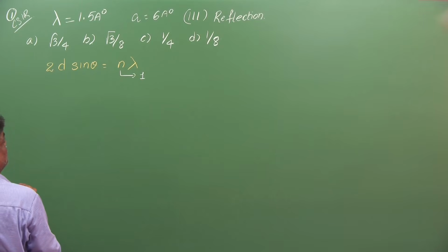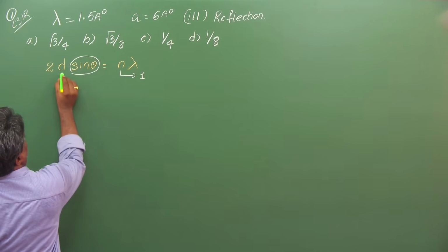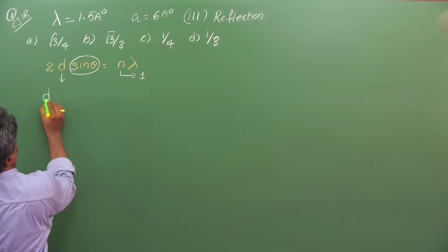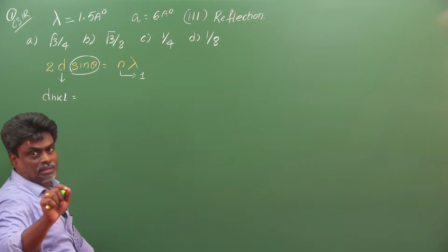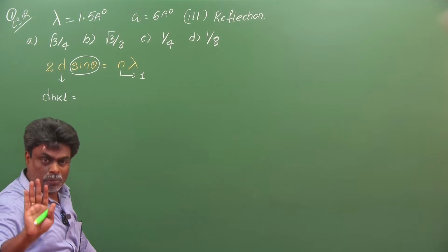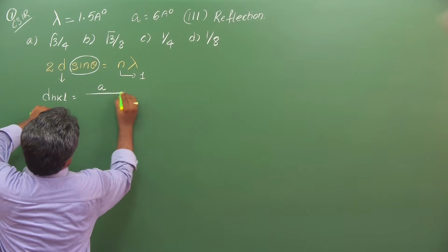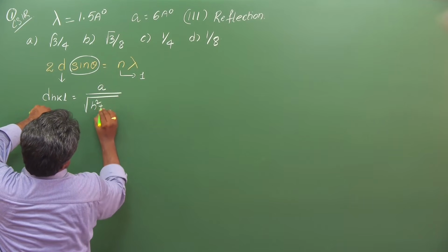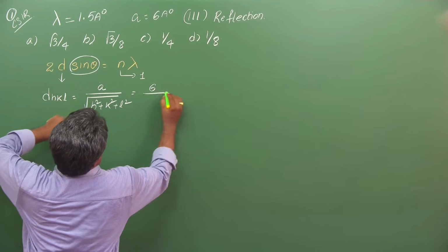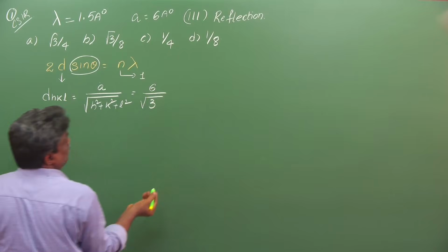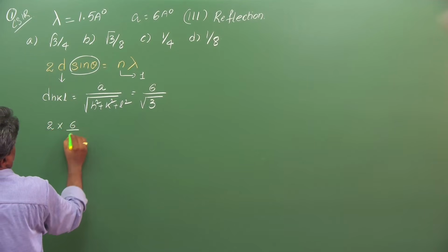Everyone, please listen. Lambda given and sin theta he is asking, and how to find d? I hope everybody knows d_hkl. FCC, BCC, simple cubic, all are cubic structures. For a cubic structure, what is the formula? Good. a is already given, is it clear? Substitute and get sin theta. So 5 marks.